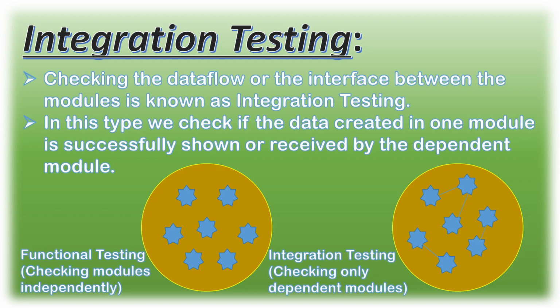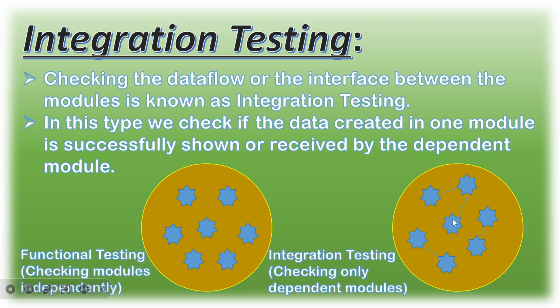Alright, as you can see in the diagram, we are doing the functional testing and we are checking modules independently. These are nothing but modules. I am just giving you an example, only for example purposes. Suppose these are different modules and we have done the functional testing, as we have checked all those modules independently.